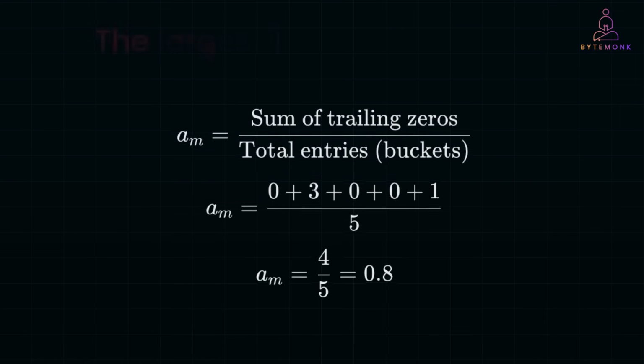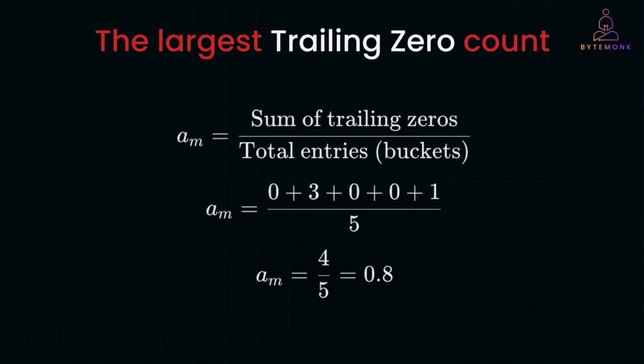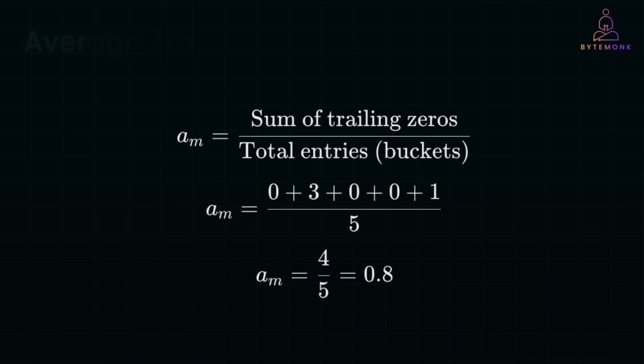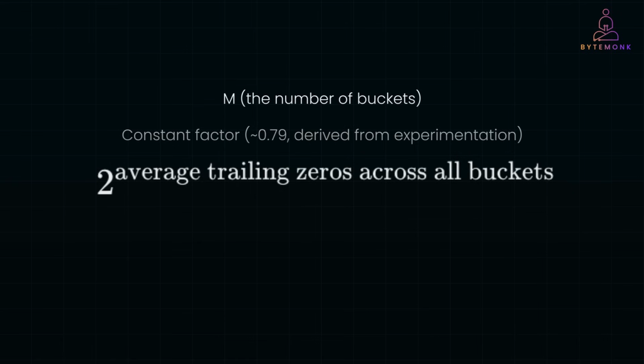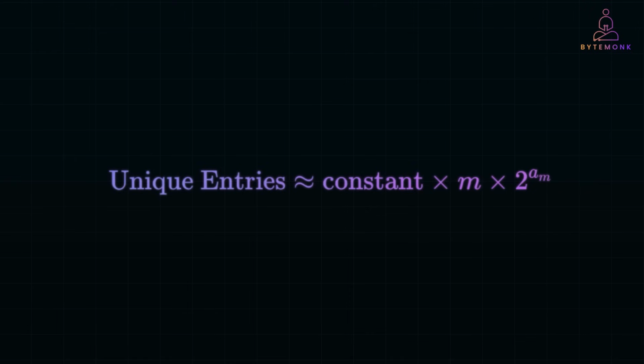Instead of just using the largest trailing zero count, which might be an outlier, we in fact compute the average trailing zeros across all buckets. Our estimate now has a new formula: 2 power average trailing zeros across all buckets. To further refine this, researchers found that multiplying the result by m, that is the number of buckets, and a constant factor of say 0.79, which was derived from some sort of experimentation, provides the best results. And so we end up with this formula.